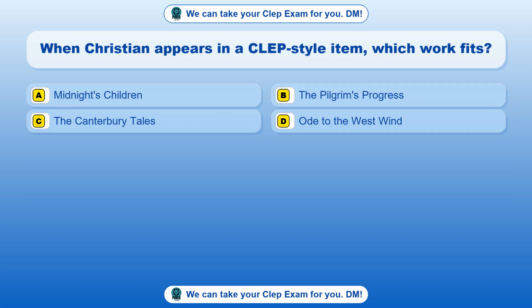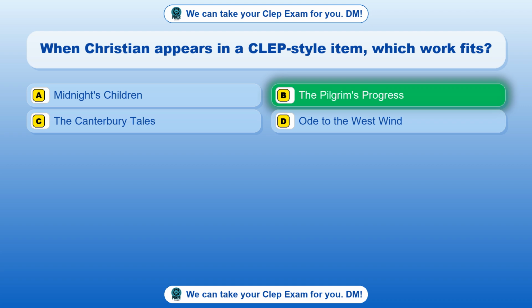Question 51. When Christian appears in a CLEP-style item, which work fits? Option A. Midnight's Children. Option B. The Pilgrim's Progress. Option C. The Canterbury Tales. Option D. Ode to the West Wind. The correct answer is option B.